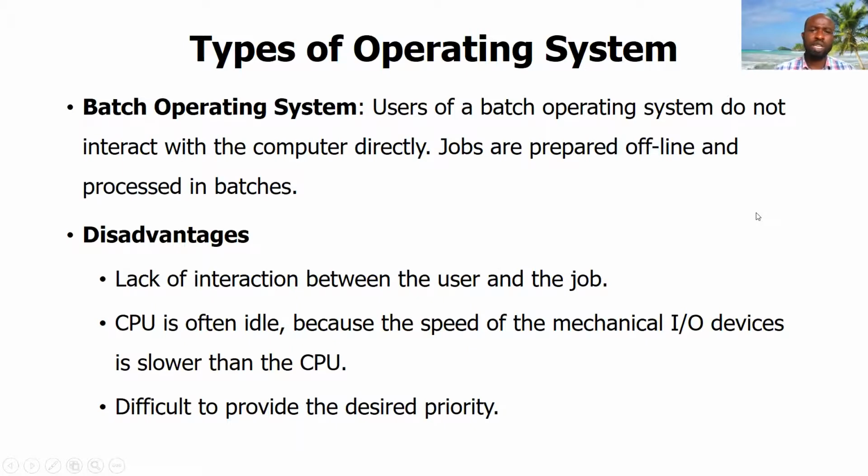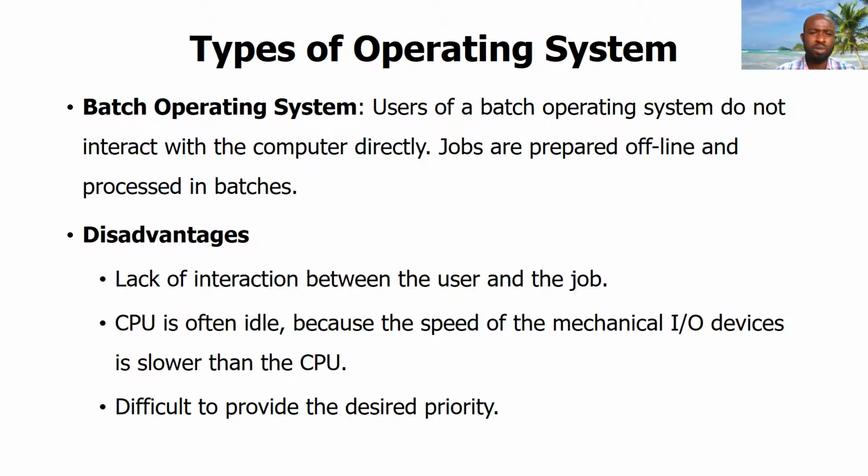Now let's look at some of the types of operating system. The first one is the batch operating system. Users of a batch operating system do not interact with the computer directly. The jobs are prepared offline and processed in batches. These are some of the disadvantages. There is a lack of interaction between the user and the job, because users do not normally interact with the operating system. Also, the CPU is often idle because the speed of the mechanical input and output devices is slower than the CPU.